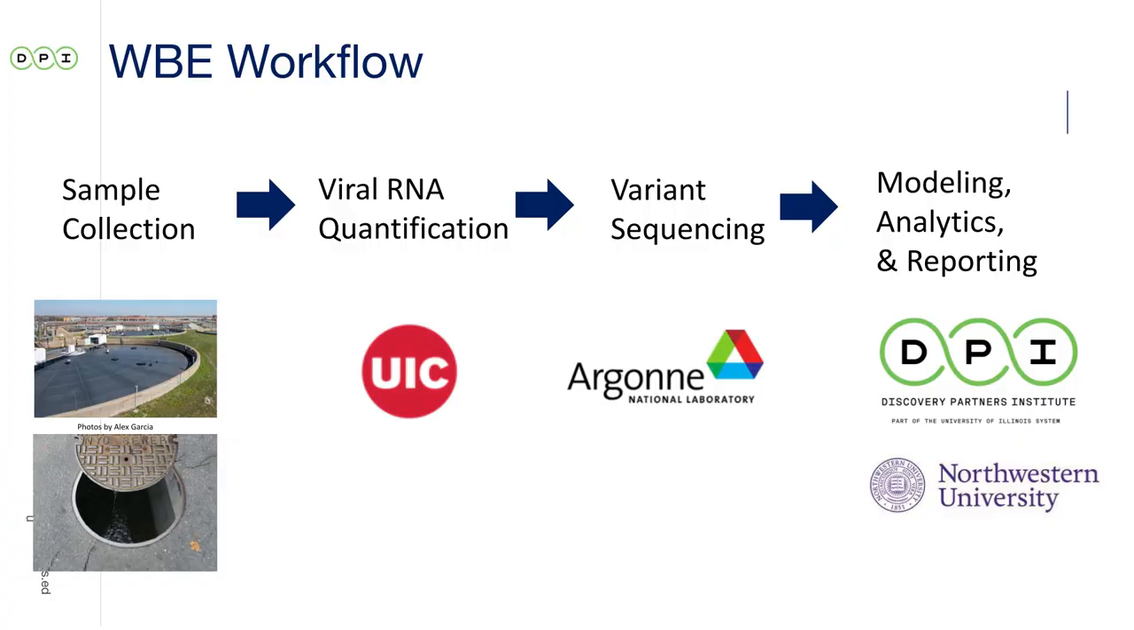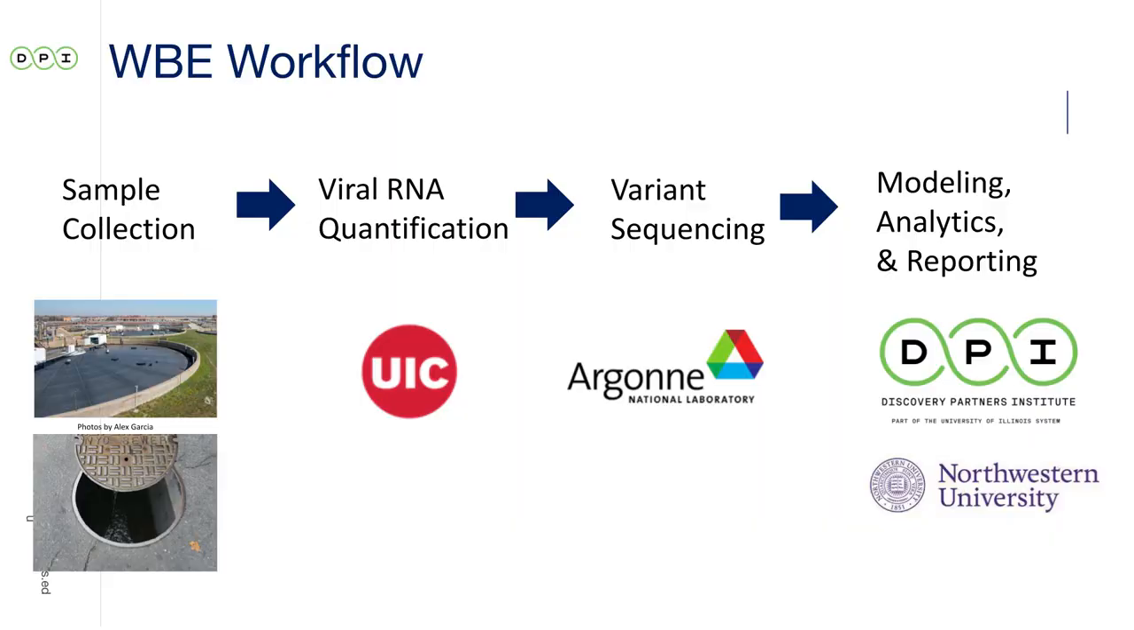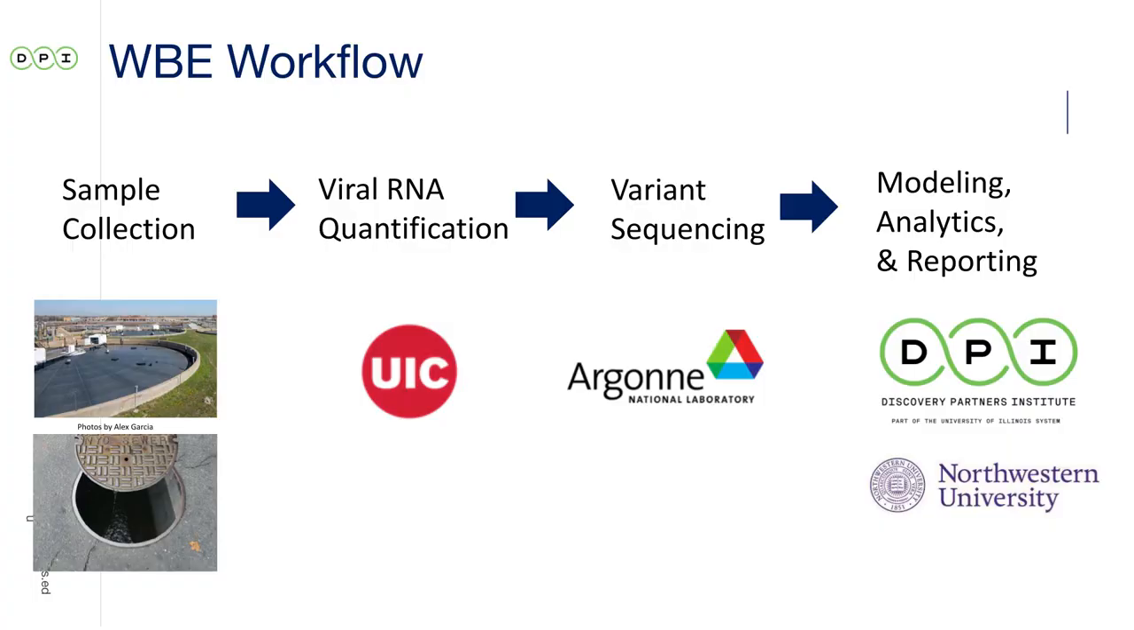So the workflow that we have in this program is that we have sample collection. That is in most cases actually a wastewater treatment plant employee volunteering some time to collect a sample for us and send it to the lab. The lab is at UIC. They quantify the viral RNA in the sample. And then some extracted RNA gets sent to Argonne National Laboratory for viral sequence or variant sequencing.